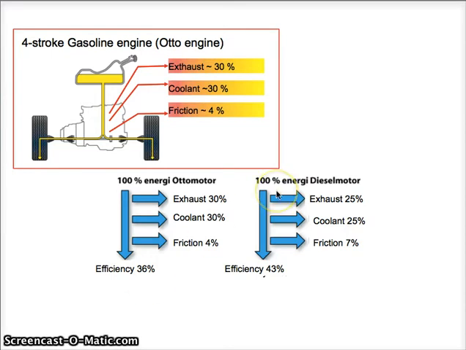And then you have the same thing for the diesel engine. You have slightly lower losses in exhaust and coolant. You have some more friction due to the higher combustion pressures, but you have a much higher overall efficiency. And also one benefit with the diesel engine, on partial load, is that it typically has much better efficiency compared to a gasoline engine.